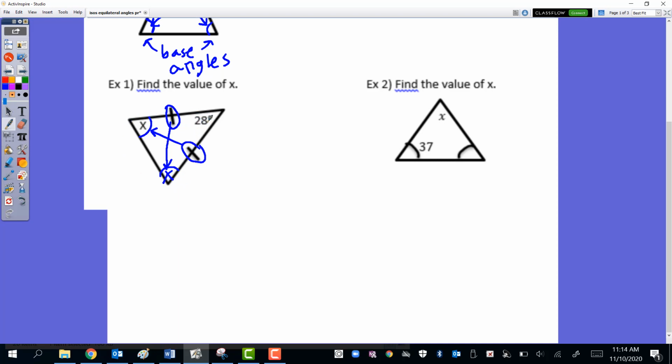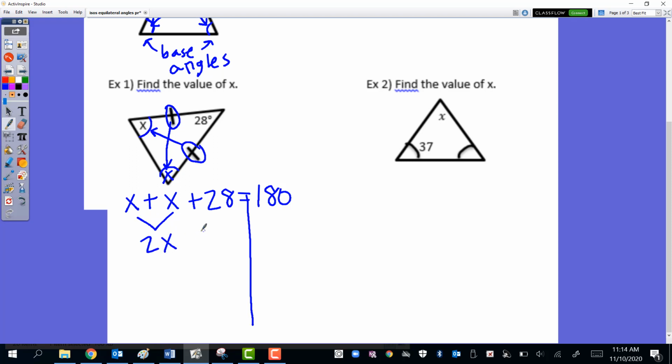So I know all three of those angles together should add up to 180. So I'm going to write that equation. One of the angles plus another angle plus another angle, 3 angles in a triangle, equals 180. I'm going to solve this equation. So first step, I'm combining like terms. X plus x, that's 2x. Bring down your 28. Bring down your 180. And then I'm moving 28 to the other side, so minus 28. Minus 28.